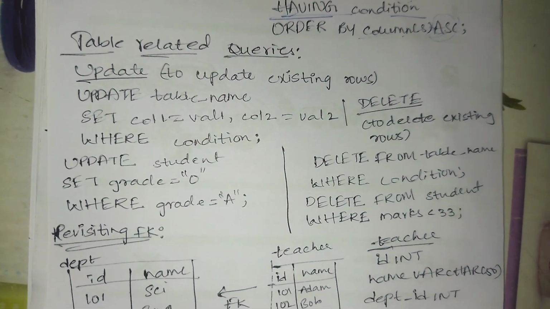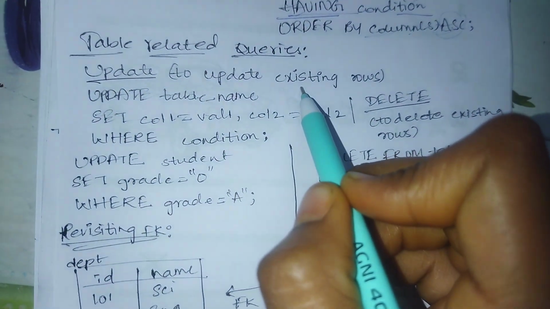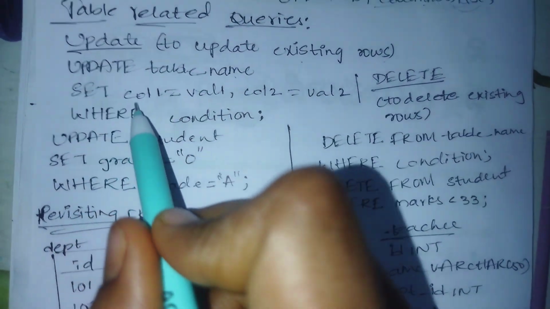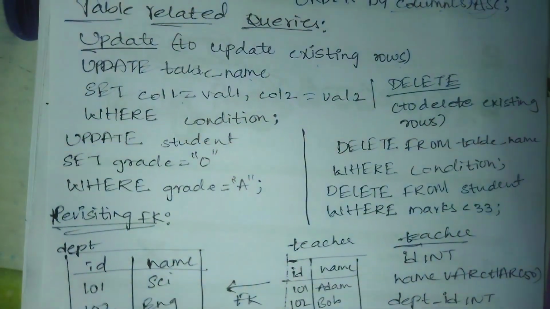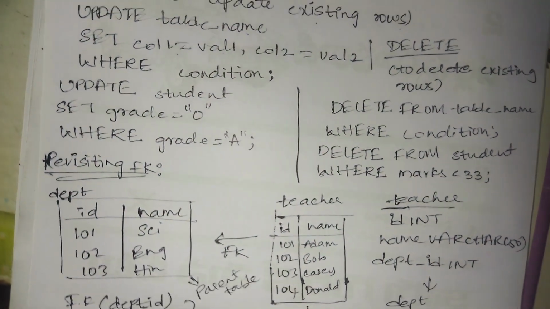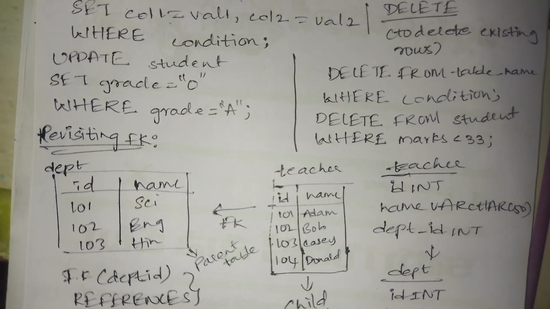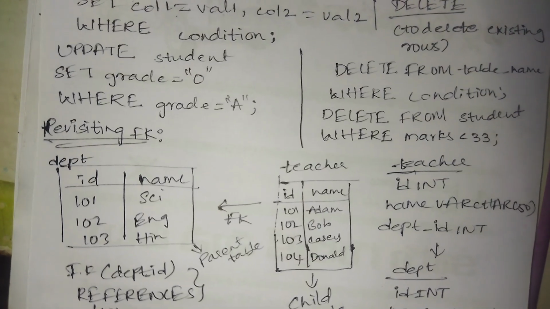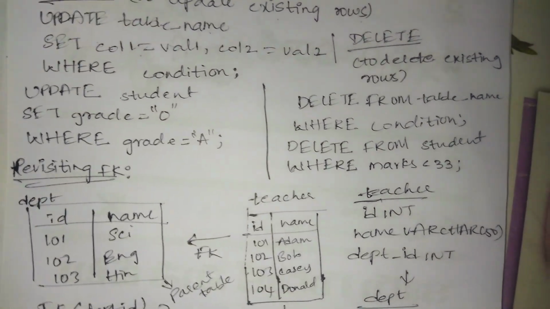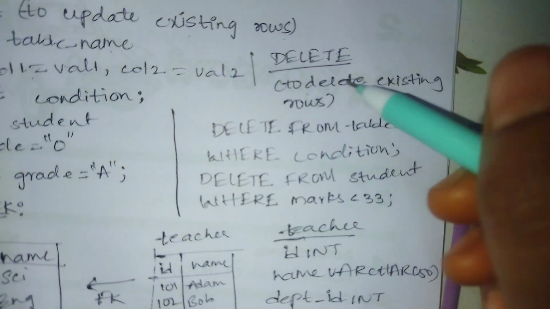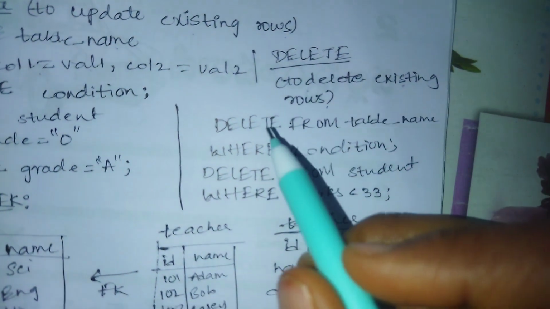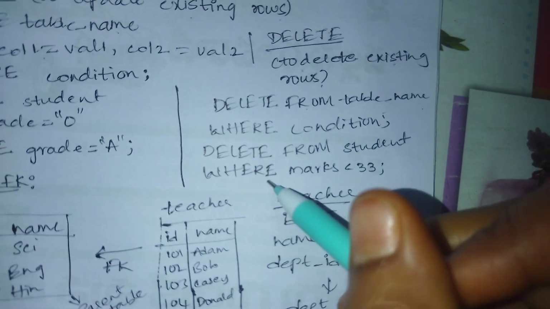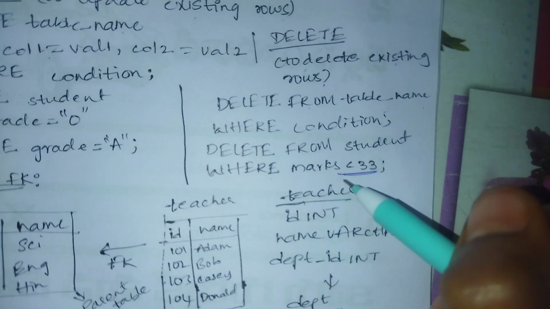Table related queries. Update is used to update the values of existing rows. Update table name set column 1 equals value 1, column 2 equals value 2, where condition. For example, update student set grade equals outstanding where grade equals A. For delete, we use it to delete existing rows: delete from table name where condition should satisfy. Delete from student where marks less than 33 will be deleted.